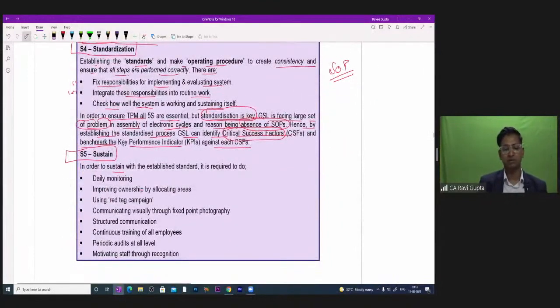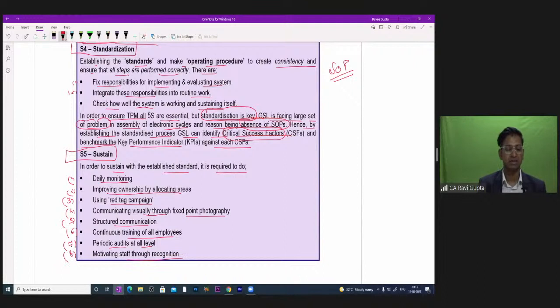In order to sustain with the established standard, it is required to do, number one, daily monitoring. Number two, improve ownership by allocating the areas. Number three, using the red tag campaigns. Fourth, communicating visuals through fixed point photography. Number five is structured communication. Number six is continuous training of all employees. Number seven is periodic audit at all levels. And eighth is motivating staff through recognition.